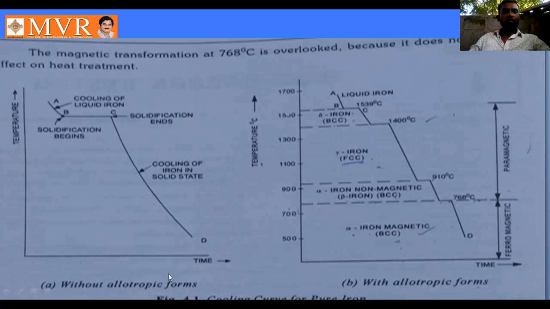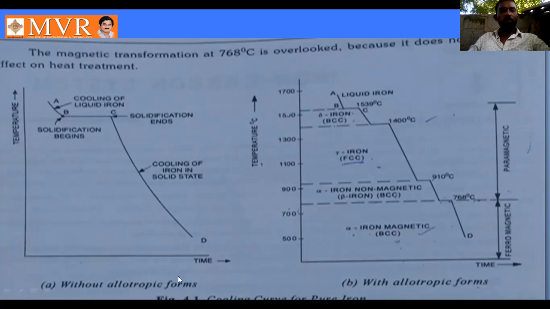Before we discuss these diagrams, with allotropic and without allotropic form, we should know that the without allotropic case is a pure metal. In a pure metal, we want to know how the solidification starts and how it proceeds. Hence, you want to know about this diagram.